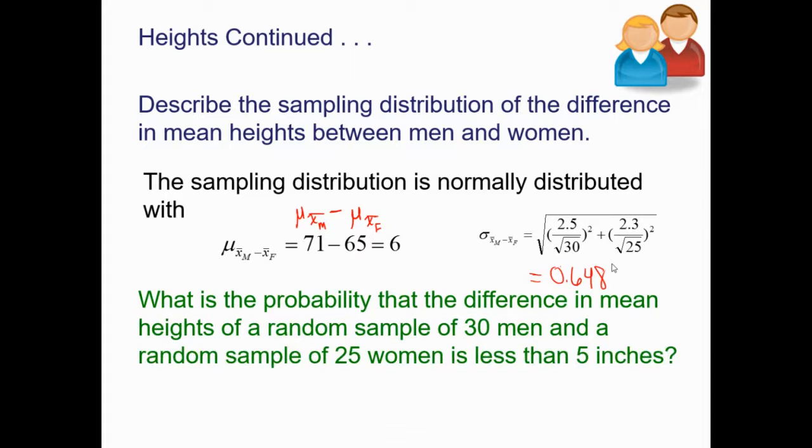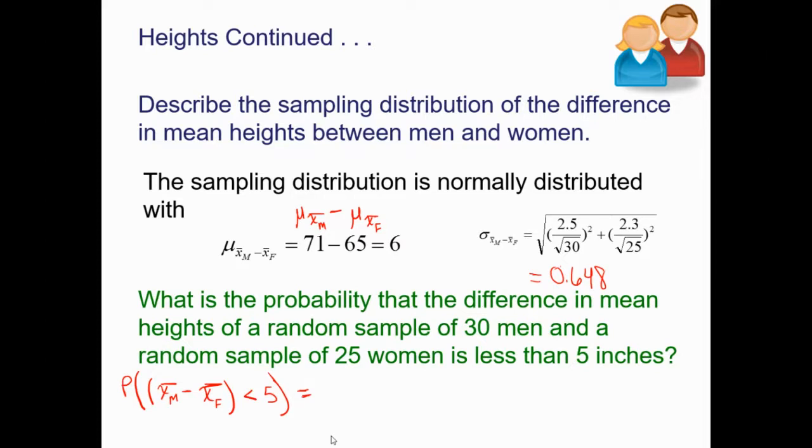Okay, so since we know our new mean and our new standard deviation, what's the probability that the difference in mean heights of a random sample of 30 men and 25 women is less than 5 inches? Let's think about what this is asking. This is asking the probability of the difference in heights, so x m bar minus x f bar is less than 5. That's what it's asking us to find.